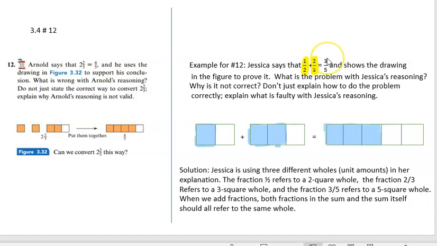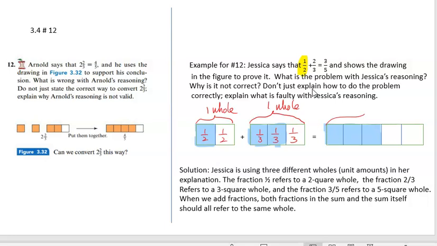We know it's incorrect because this student is adding 1 and 2 to get 3, and 2 and 3 to get 5, which is incorrect. But Jessica can justify that by using a drawing. First she drew 1/2. So this is the whole, one whole, divided into 2 equal parts. So that's 1/2 and that's 1/2. And then she drew the second whole, one whole, and then divided into 3 equal parts, each of size 1/3.